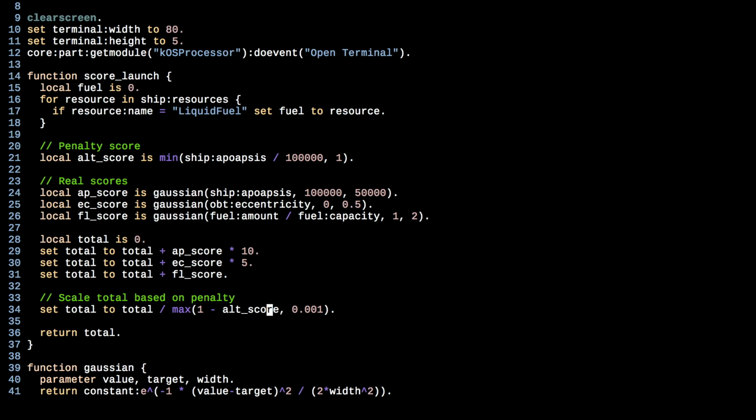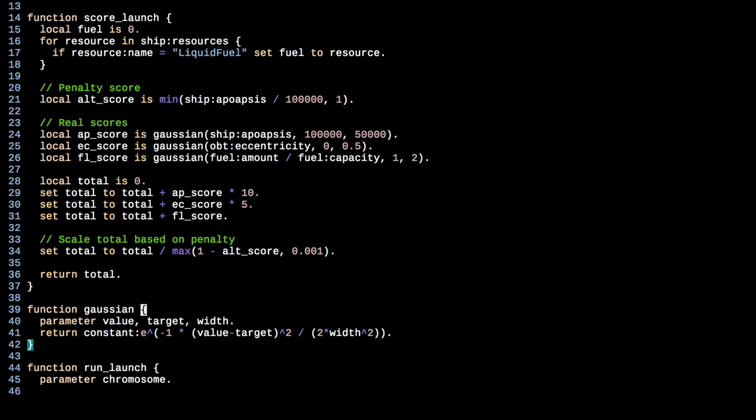This is just to make sure that we don't end up in a situation where it says, all right, well, if I save 10 fuel, then I can be 1 off of my apoapsis score. Just to make sure that we don't have these things fighting with each other, we want to say, all right, do that, but make sure that you actually get to space, please. That's really what we care about, first and foremost. And that's how we're going to go about scoring our launch. And then we're just going to return that total.